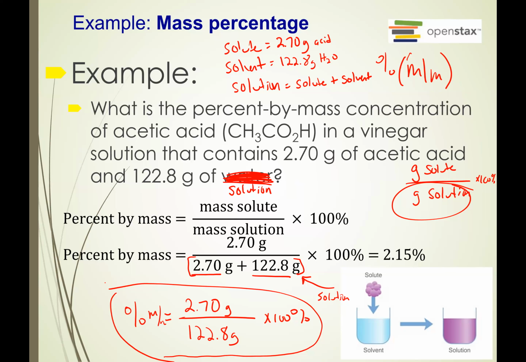So when you see these percent mass problems, you need to keep a very close eye on these two things. Does it say 122.8 grams of water, or does it say 122.8 grams of solution? Because the problem will be different in that case. Does that make sense? If it says solution, it's super easy. You just take the small one divided by the big one. But if it says water, then you have to add these two together to get your solution. Okay, so we're going to try one of those.